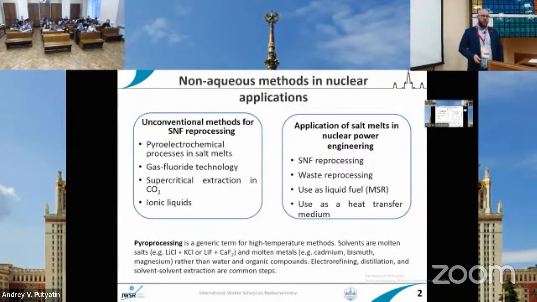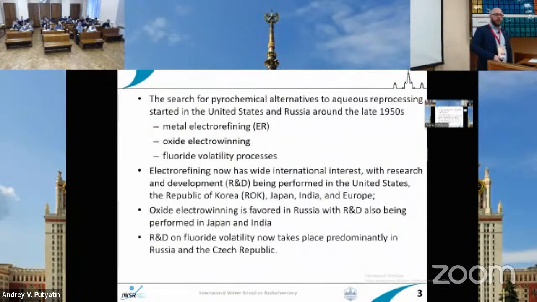Generally for reprocessing of spent nuclear fuel, we can use solvents. Normally it is molten salts, a mixture of the chlorides of the alkaline or alkaline earth metals, or it can be even pure lithium chloride, for example. And as working cathodes, it can be used molten metals like cadmium, bismuth, or others.